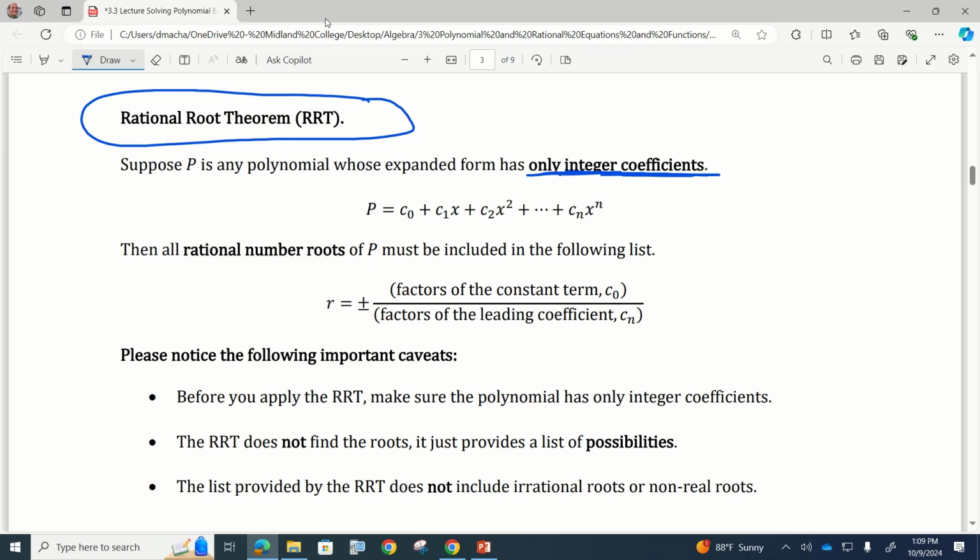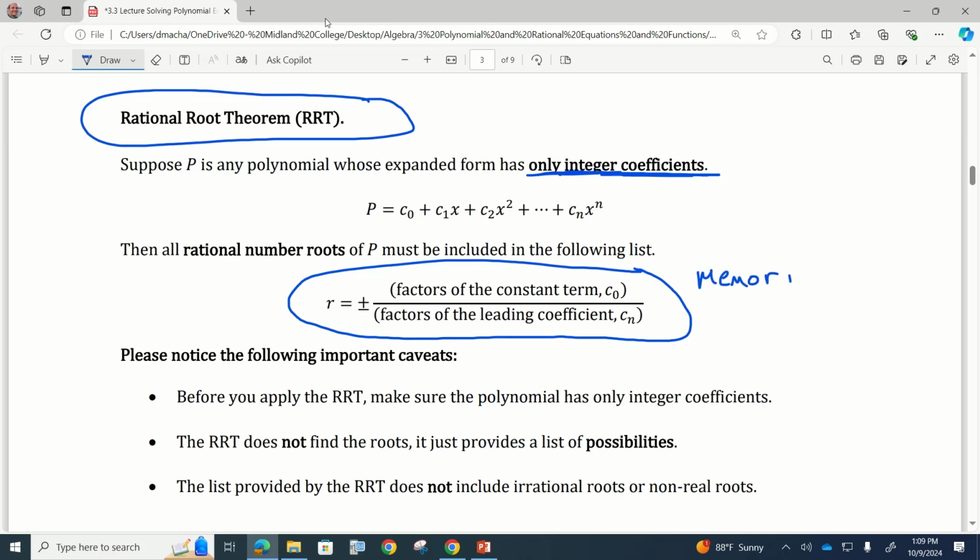If that's the case, then all of the rational number roots have to be included in this list. And we're going to make a list that looks like plus or minus factors of the constant term divided by factors of the leading coefficient. And you've got to memorize this for your next test. That means if your polynomial has any roots that are rational number roots, then they'll show up in that list when you make that list.